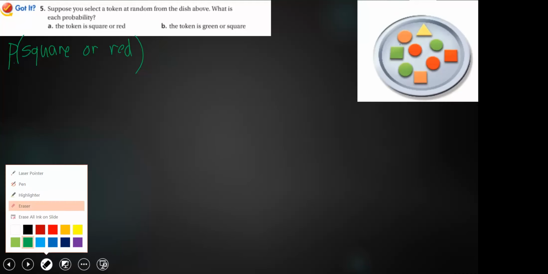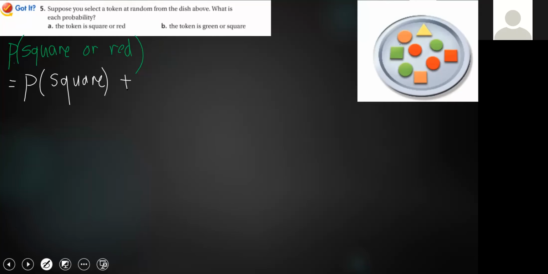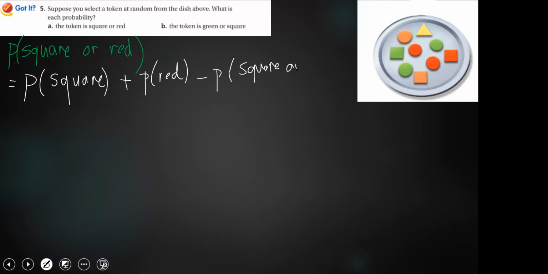Suppose you select a token for the same example. Now, what is the probability of square or red? Let's first write the formula. It is the probability of square plus the probability of red minus the probability of square and red.